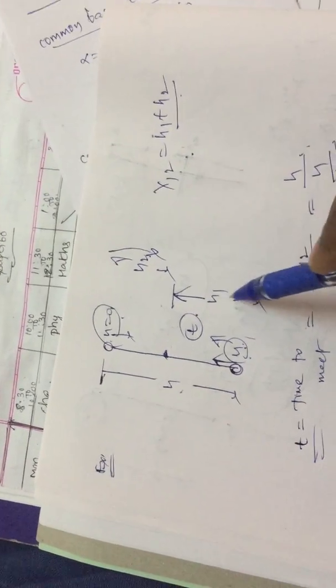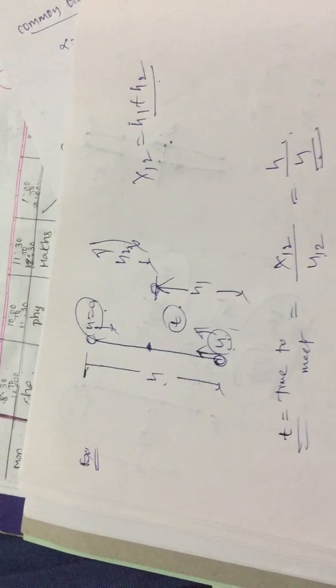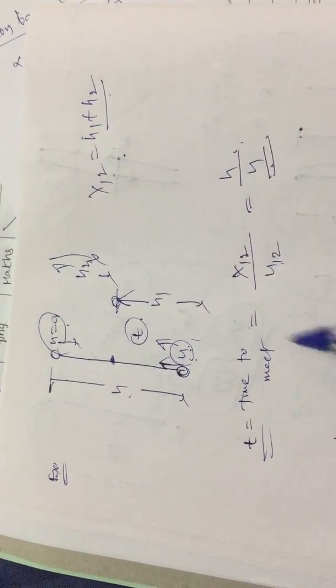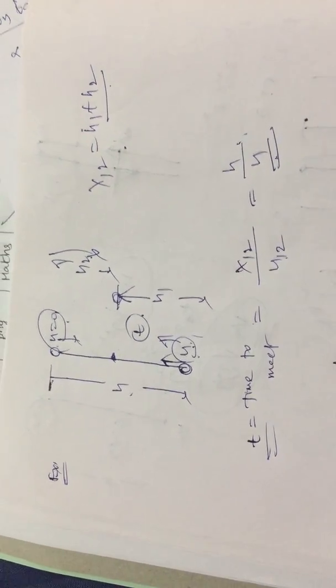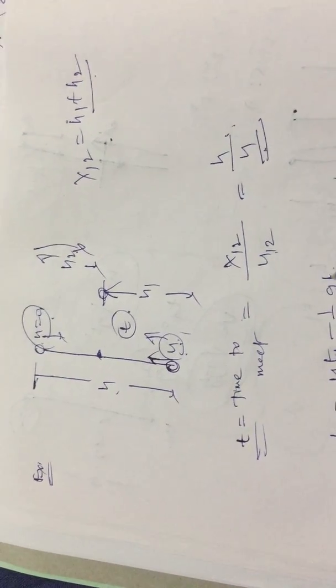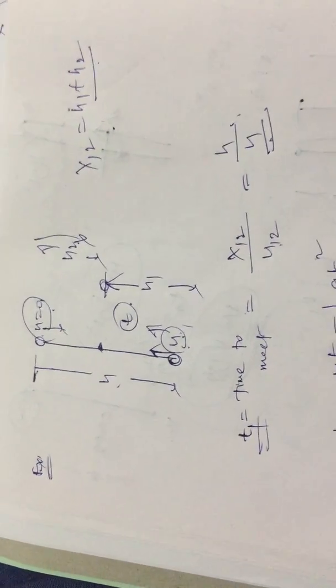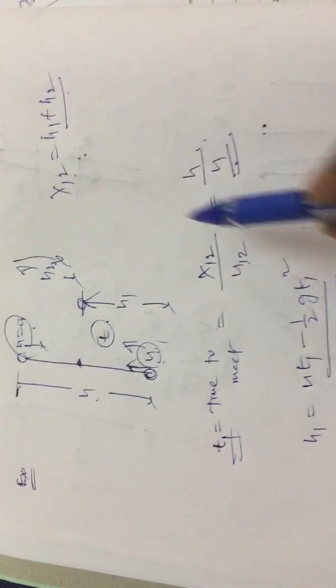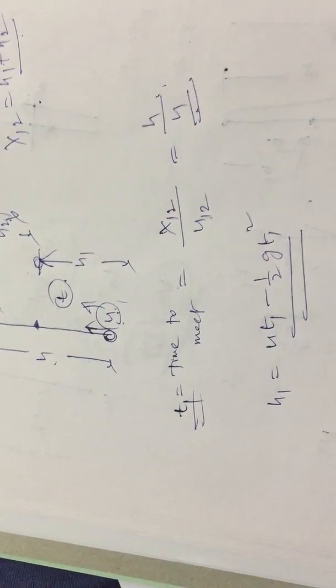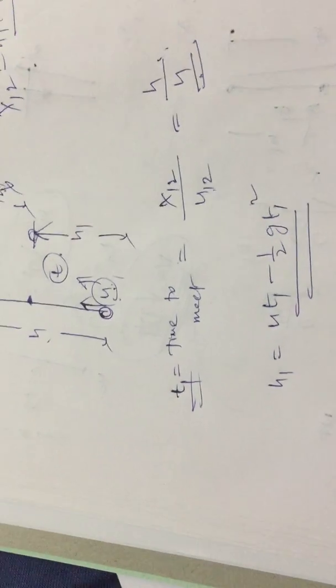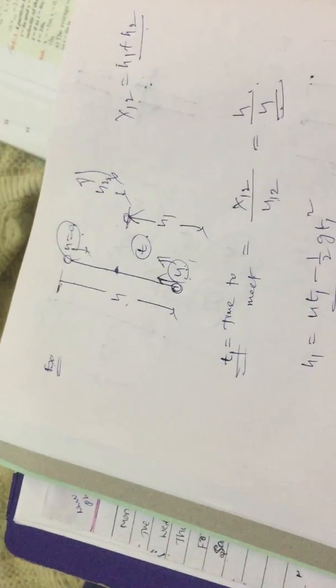And next they will ask at what position they are going to meet. From the ground means h1 equals u t1 minus half g t1 square. This is t1. Next, if they ask to find from the top, then h2 equals half g t1 square. So like this we can calculate the time in which they are going to meet.